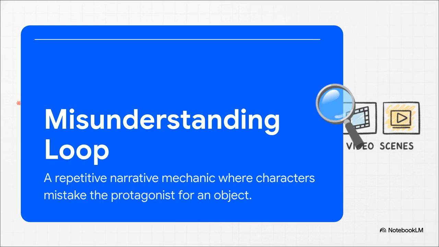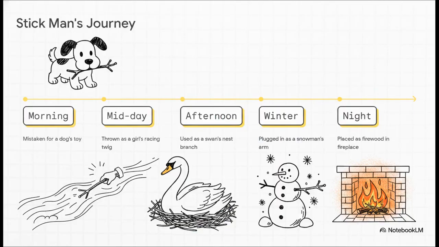We know exactly what kinds of prompts we need: a new character, a new misunderstanding, and a new reaction. It's like a formula. If we track Stickman's journey, we see this build sequentially as he gets further and further away from his family tree.